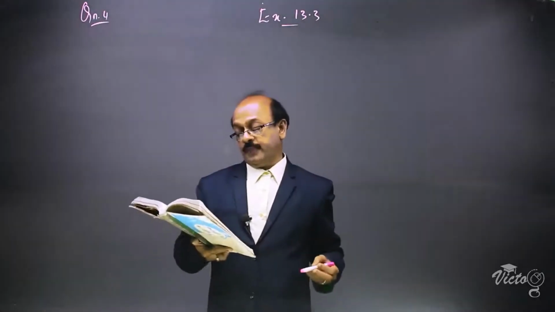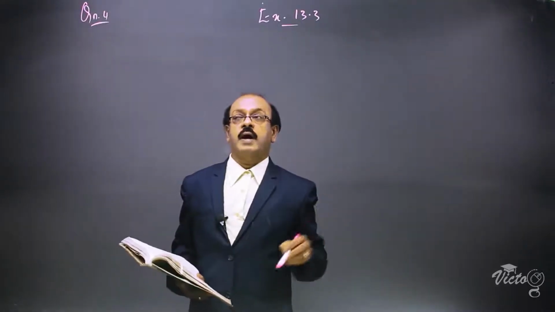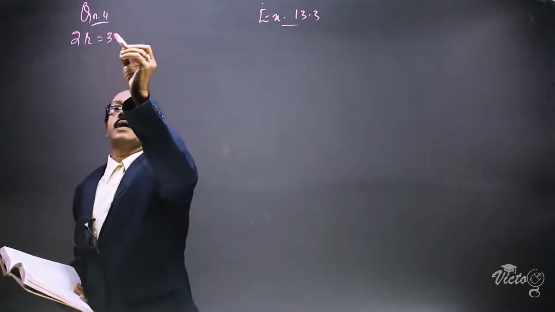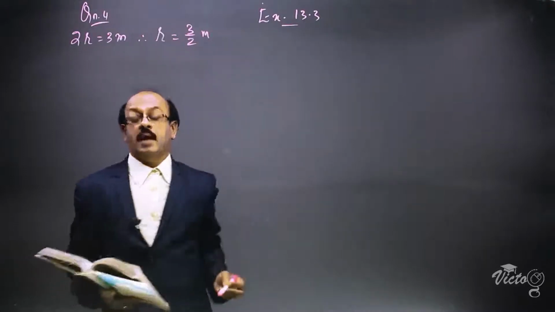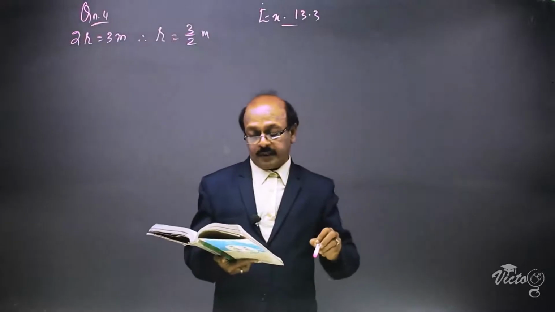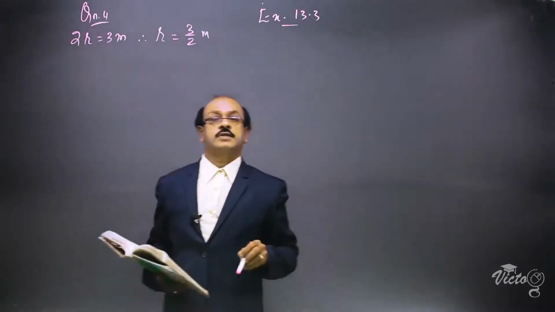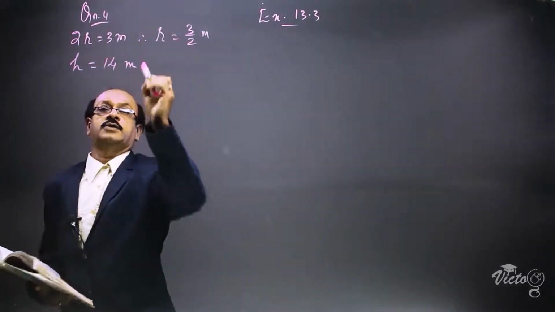The question is, a well of diameter 3 meter is dug out. A well of diameter means 2r. 2r is equal to 3 meter. Therefore, r is equal to 3 by 2 meter. A well of diameter 3 meter is dug 14 meter deep. 14 meter deep means height h is equal to 14 meter.